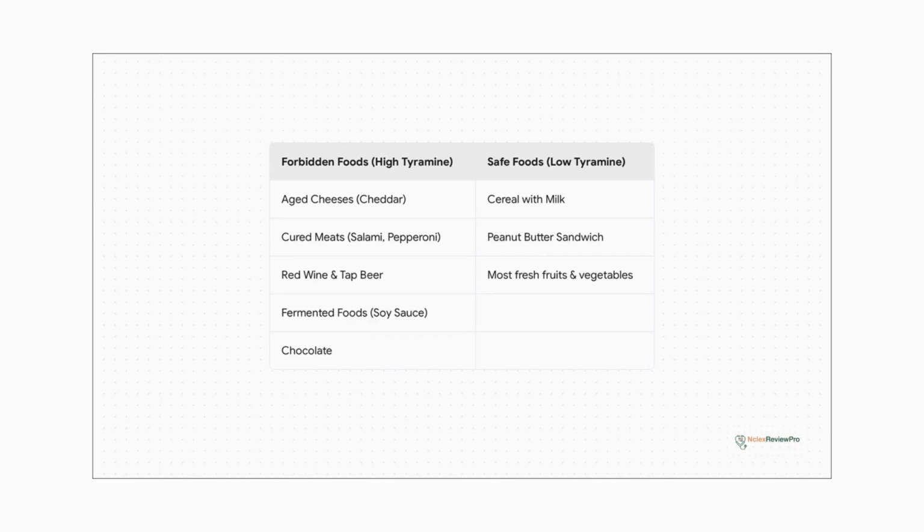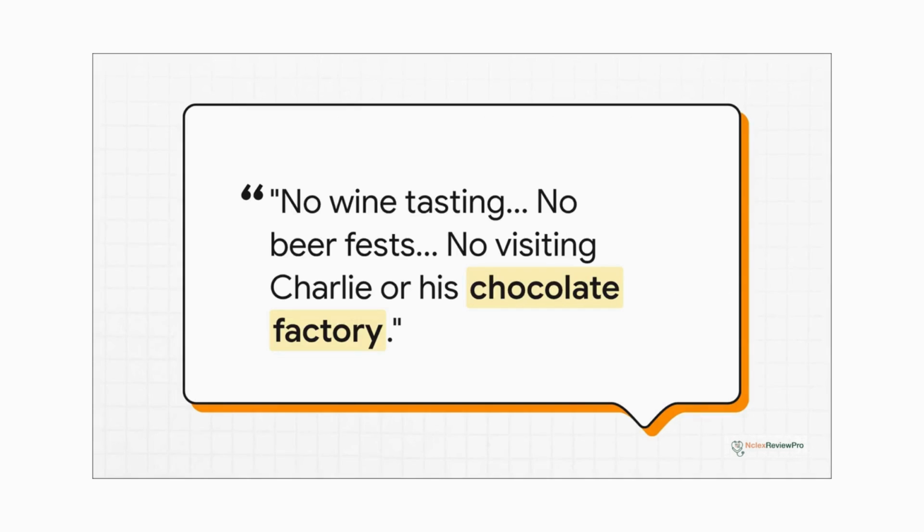That's why that fancy charcuterie board with its aged cheeses, cured meats, and red wine is a recipe for disaster. And remember, the very first sign of this crisis is often a sudden, severe headache. Here's a really fantastic and easy way to remember those dietary rules. It's kind of silly, but it works. It covers all the big categories: fermented alcohol like wine and beer, aged and fermented foods, and yep, even chocolate.